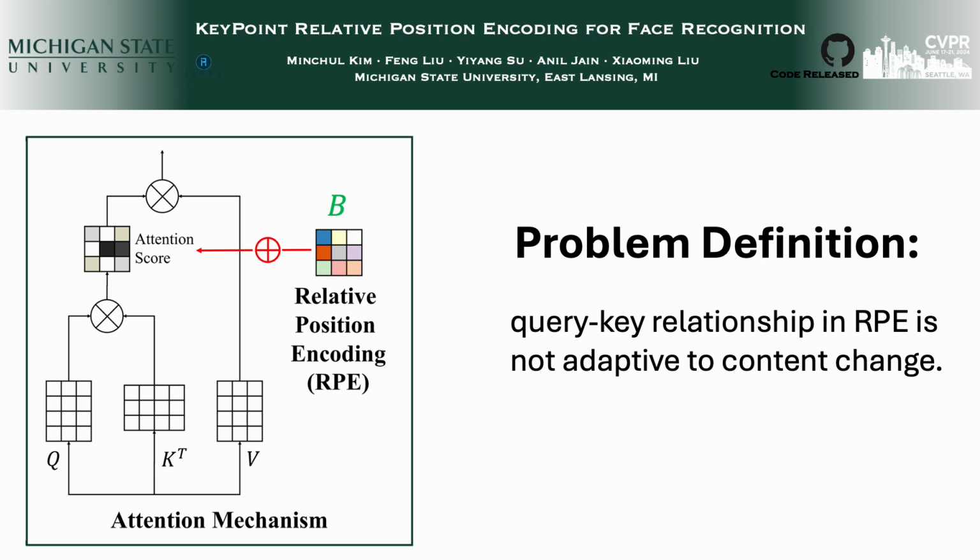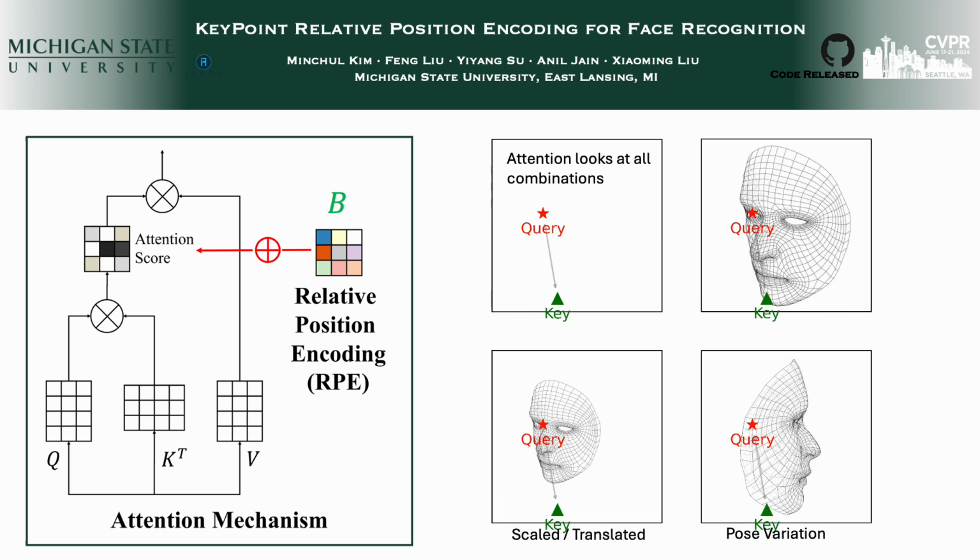Let's illustrate this with an example. Consider these three images with different content. One is a scaled and translated version of another, and the last one has a different pose. RPE considers all combinations of query and key. For the highlighted pair, we see that the corresponding content in each image differs. This RPE is good enough to inject prior information, such as the fact that nearby pixels are globally important, but it is not sufficient to control importance based on the semantic content.